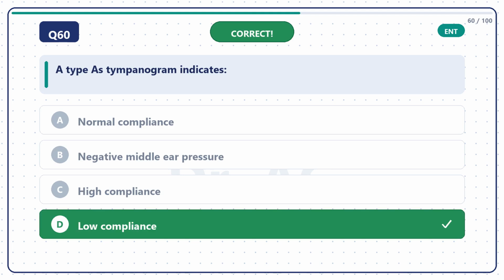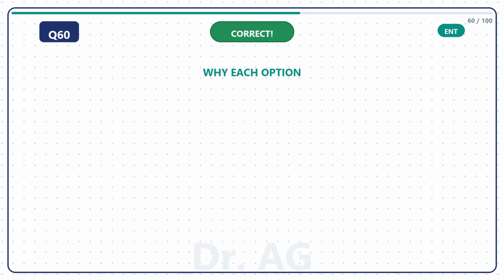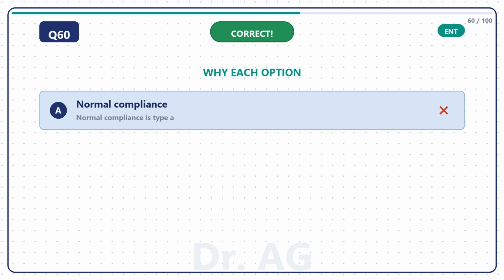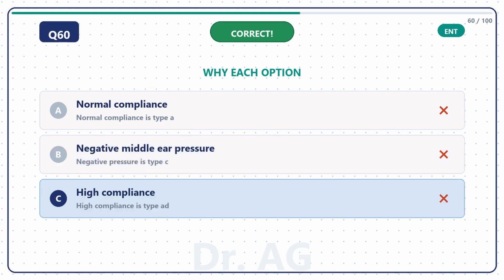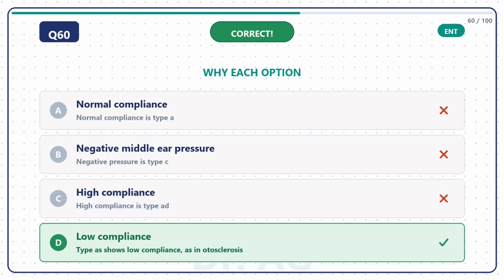Low compliance. Let's go through the options. Normal compliance. Normal compliance is type A. Negative middle ear pressure. Negative pressure is type C. High compliance. High compliance is type AD. And the correct answer is low compliance. Type As shows low compliance, as in otosclerosis. So, the right answer is option D. Low compliance.